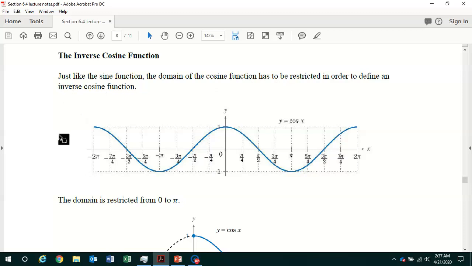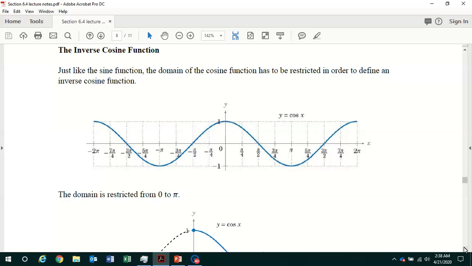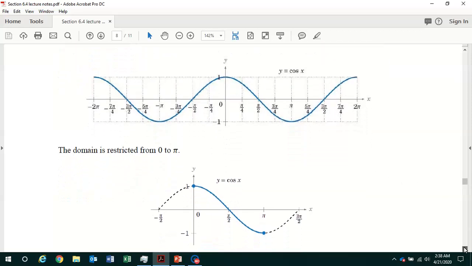Back in section 5.3, you learned about the graph of the cosine function. Its domain is all real numbers, and the range of the cosine function again goes from -1 to 1. You can see that the graph of the cosine function fails the horizontal line test, so as is, you can't define an inverse cosine function. But way back when, mathematicians wanted an inverse cosine function.